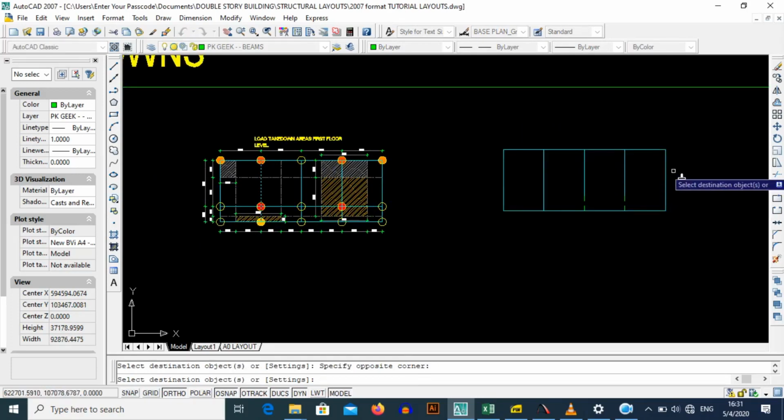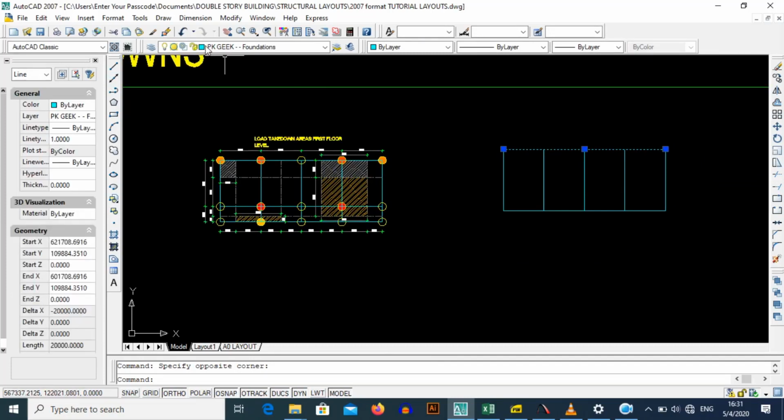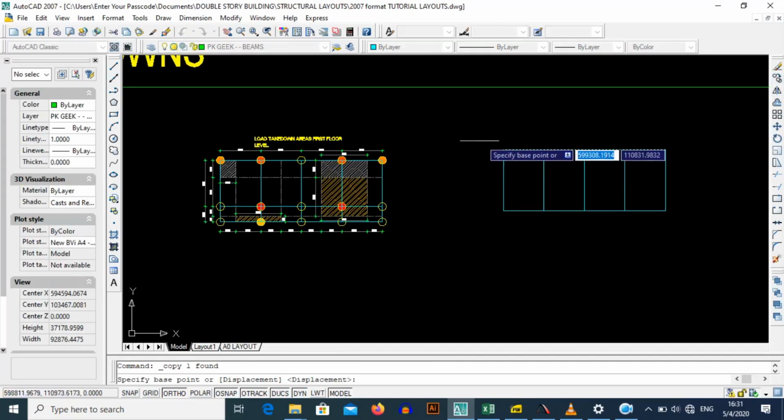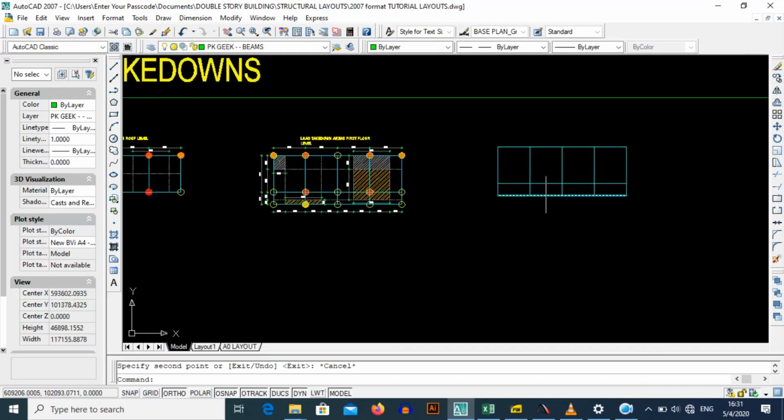All right, so this is what I did. I just made them the same line. Then you want to create a line which is obviously for the balcony. So that's how I created the first floor level shell.